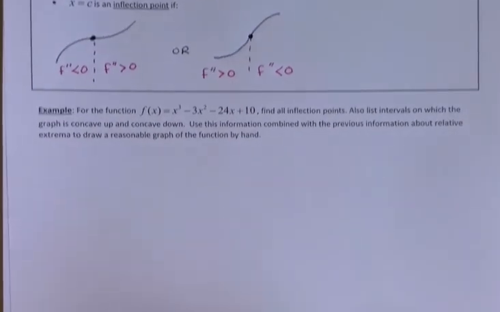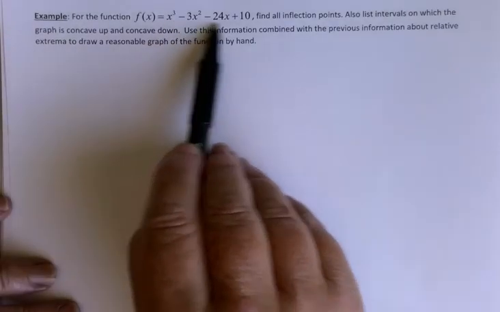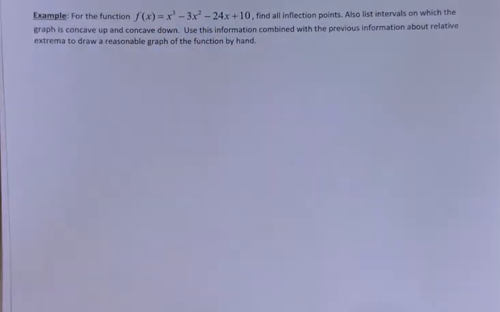So we're going to go back to that same function that we were working with a little bit ago, this cubic polynomial. We've already found the maximum and minimum points. Now we're going to find all the inflection points, and then we'll use that second derivative to list the intervals where the graph is concave up and concave down. Eventually, we'll use all of that information to sketch a graph.